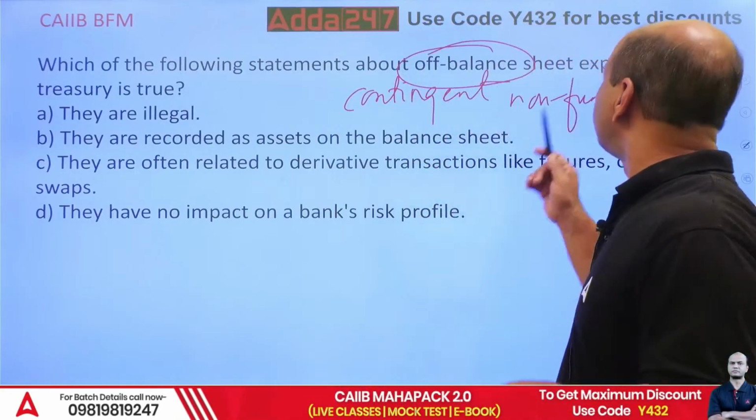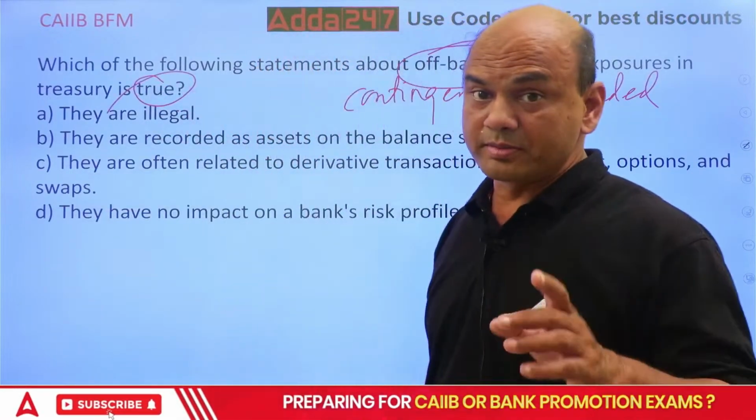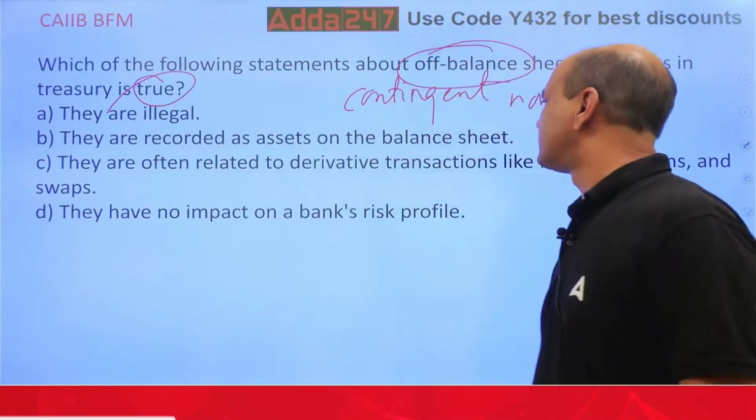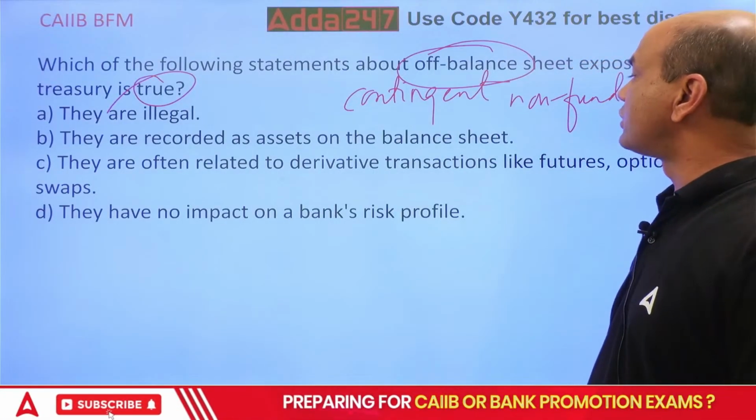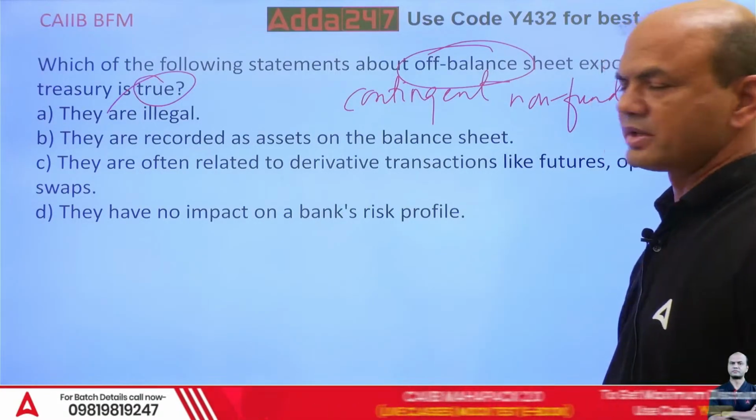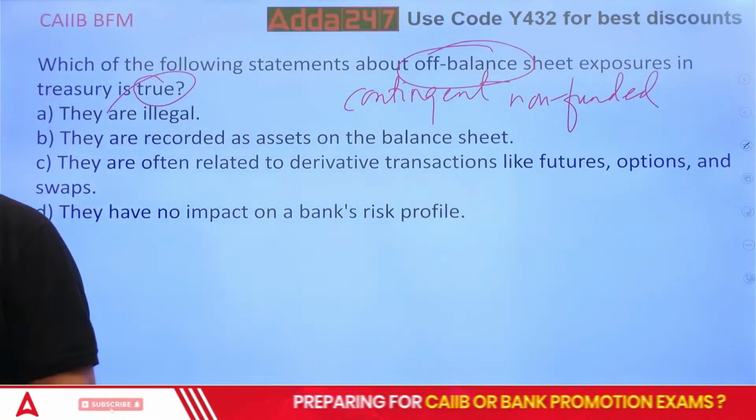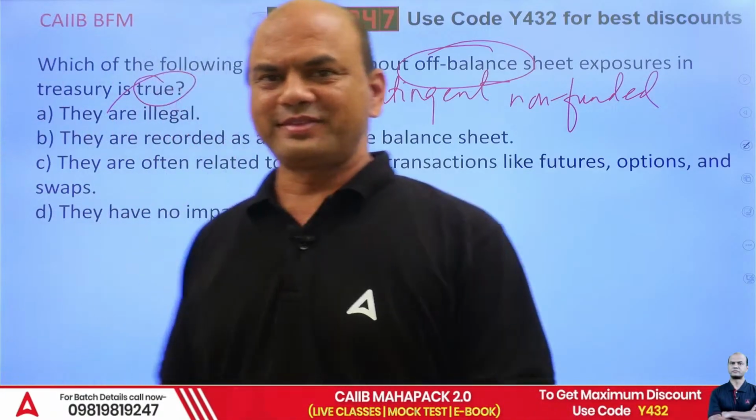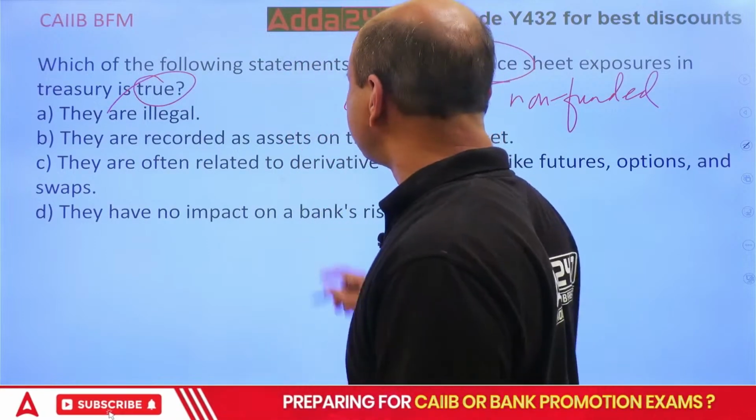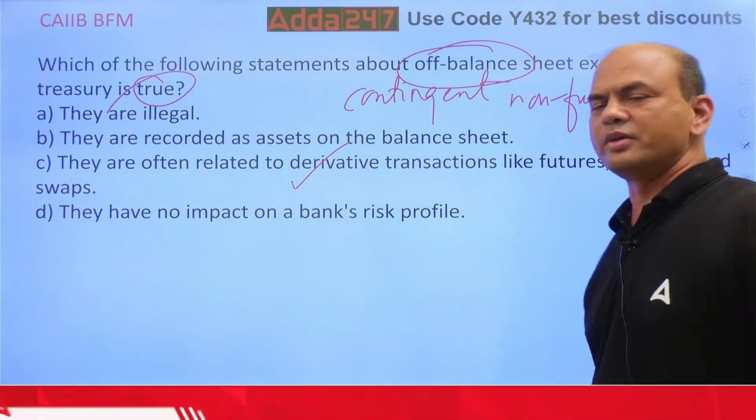So which of the following about off balance sheet exposure is true? Focus on the question, true or untrue. Always remember this. They are illegal. They are recorded as assets on the balance sheets. They are often related to derivative transactions like futures, options and swaps. They have no impact on the bank's risk profile. Do they have no impact on the bank's risk profile? It is: they are often related to derivative transactions like futures, options and swaps.